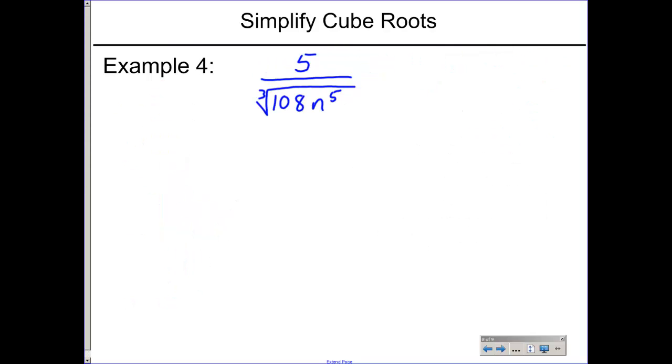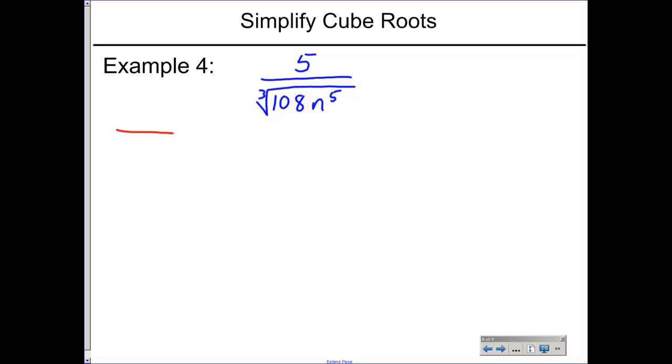Example 4. In this example, we need to rationalize the denominator. And because there's a cube root in the denominator, this will be a little bit more challenging to figure out than working with rationalizing a denominator that has a square root. First thing you'll have to do, though, is simplify the radical.